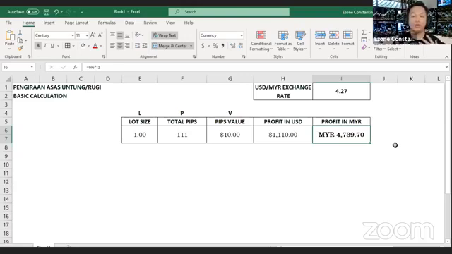Okay, that is your profit. Now this one assumes you trade big lot size. Now, assume that you don't trade big lot size.